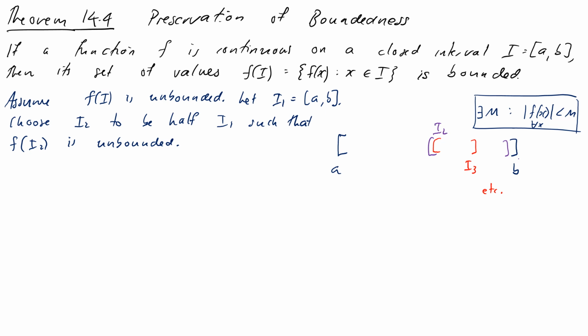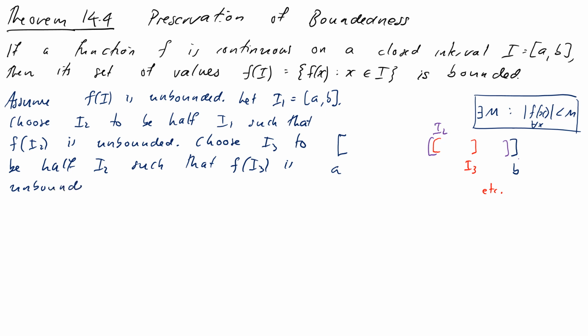And choose I3 to be half of I2, such that f of I3 is unbounded, and we'll continue in that vein. Okay, so at this point in time, we're constructing a nested set of intervals, and we're making sure that each of the intervals is itself unbounded.